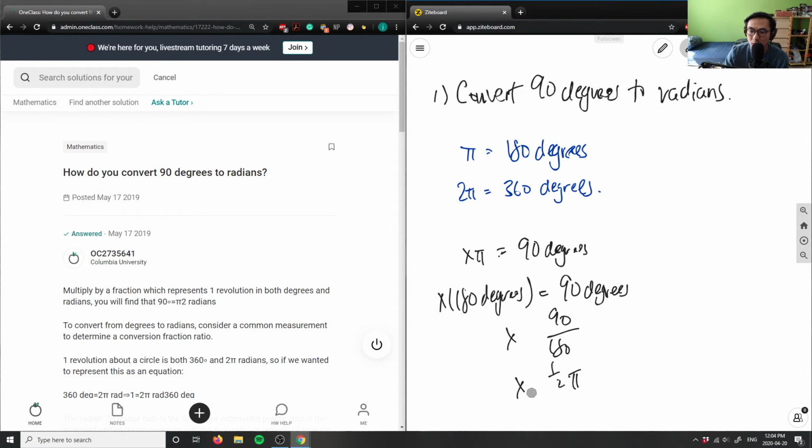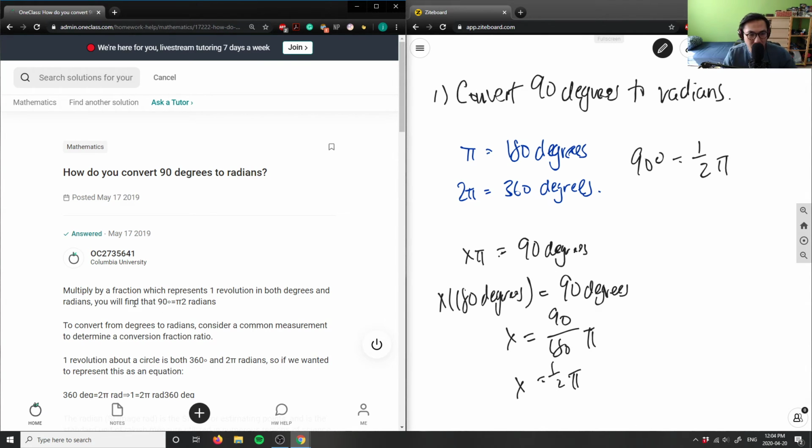So let me just erase this for you. This is simply half, and I would get pi here. So x would equal half pi. Therefore, if I convert 90 degrees to radians, I can say that 90 degrees equals half pi in radians.